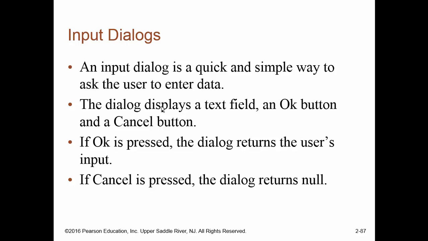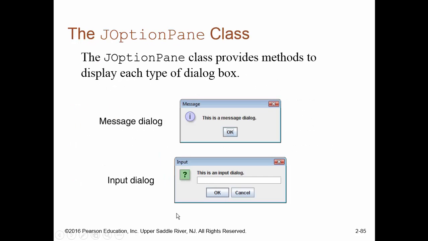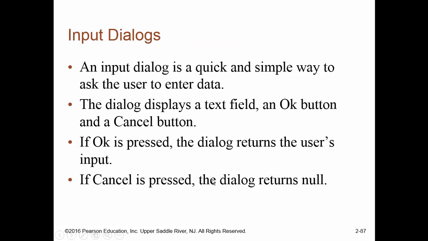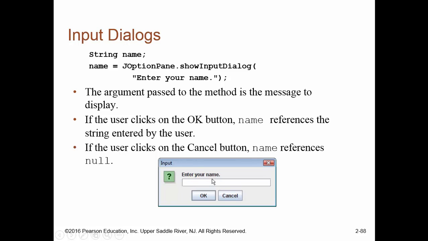So we'll work with input dialogs. As it says, an input dialog is a simple and quick way to ask the user to input data. It's got an OK button on it for when you're done, and it's got a cancel in case you change your mind. And you can program for both of those. All right, so this is how you do it. This is going to come up and it's going to say there, enter your name. You put a name in there, you click OK, whatever name. So if I put Jeff in there, that'll be what gets assigned to name.